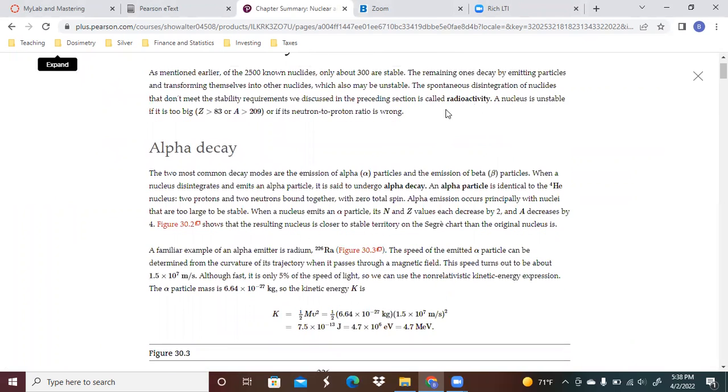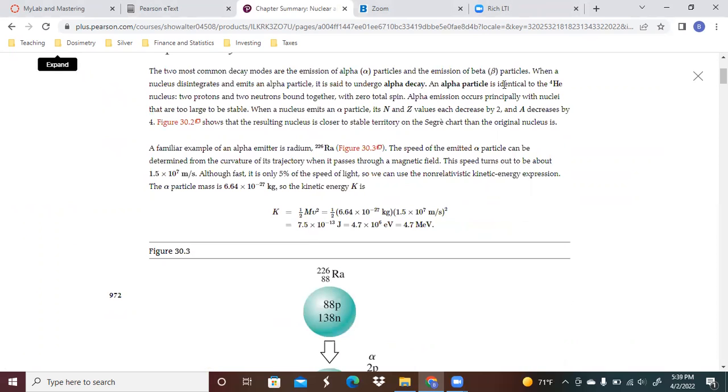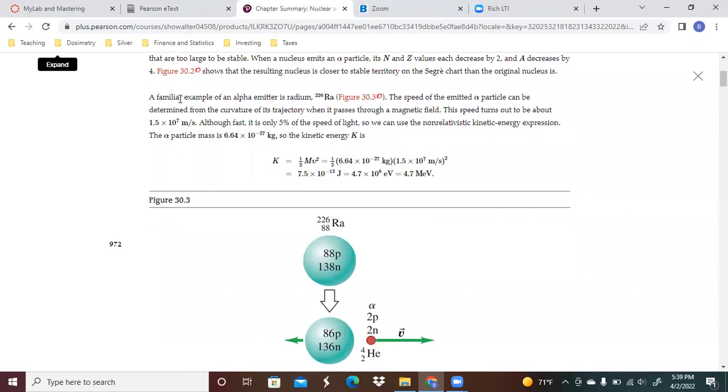Okay, so we've already discussed radioactivity, and we've discussed nuclei that are too big to remain stable. We've talked about alpha particles and the two most common decay modes, which are alpha particles as well as beta particles. Radium is an example of an alpha emitter.